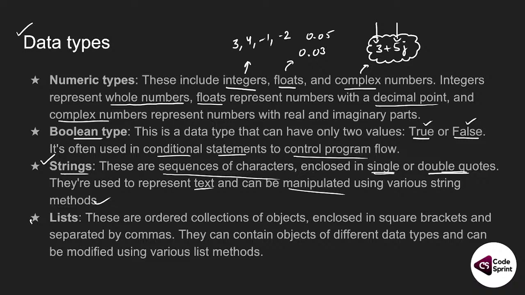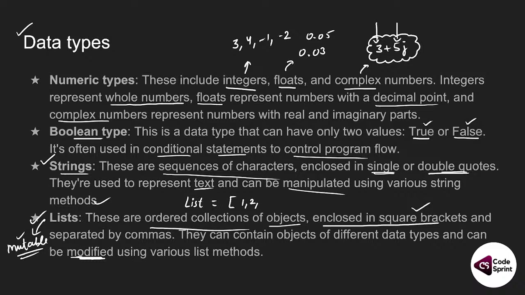Let's see. Afterwards, we have list. A list is basically an ordered collection of objects, and more importantly, it is mutable. Mutable means you can modify it. You can modify the list. It is enclosed with square brackets. For example, I write list equals square brackets 1, 2, 3. This is an example of a list. We will discuss it in the upcoming slides as well.